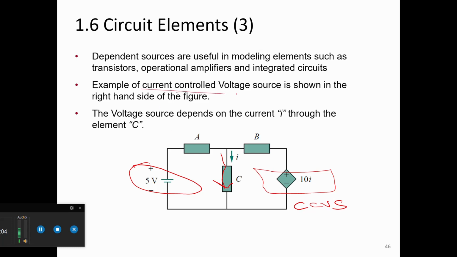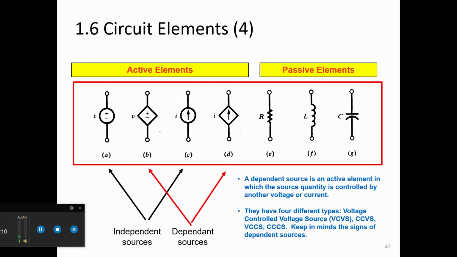An example of a current controlled voltage source is shown on the right-hand side of the figure. So among active elements, we have the voltage controlled source, and then we have the dependent voltage source. This is a current controlled current source. This is independent, and this is dependent. This is a resistor. There are three elements that are particularly used in circuit analysis: the resistor, the inductor, and the capacitor.